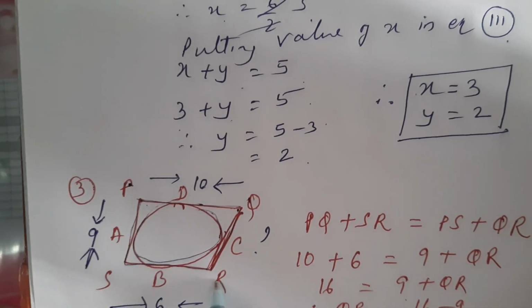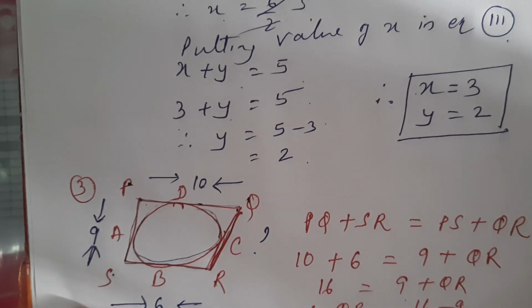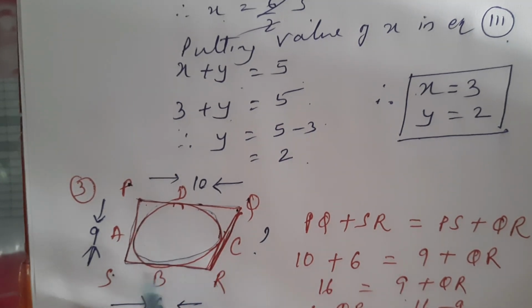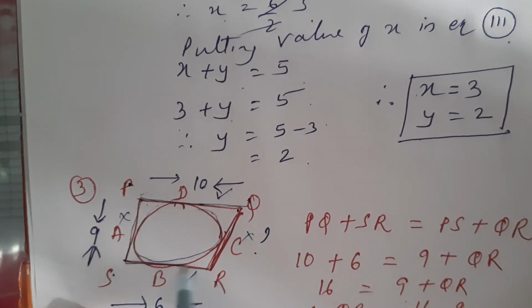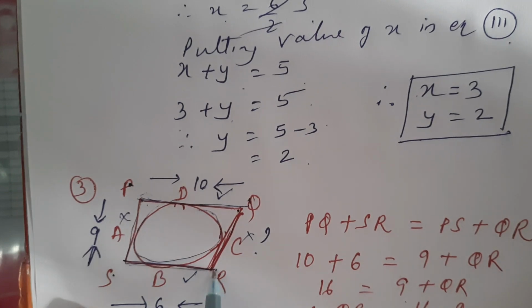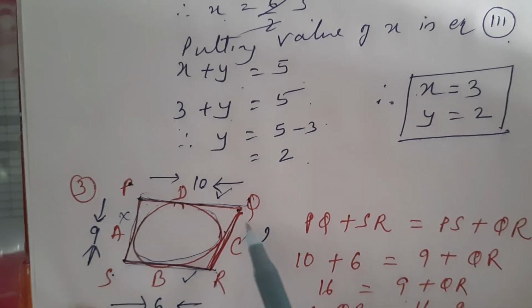Quadrilateral PQRS is given. This type of question they ask in 1 mark or in MCQs. For this type of question, if we add opposite sides, their sum is equal. That is PQ plus SR. As they are opposite sides, we will add PQ plus SR, which will be equal to PS plus QR.